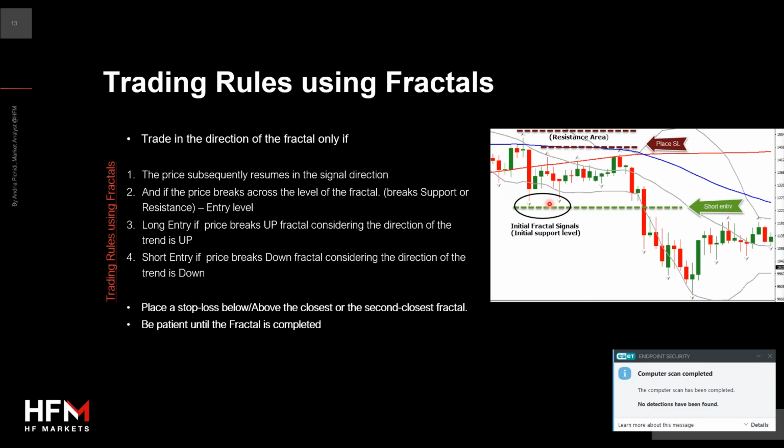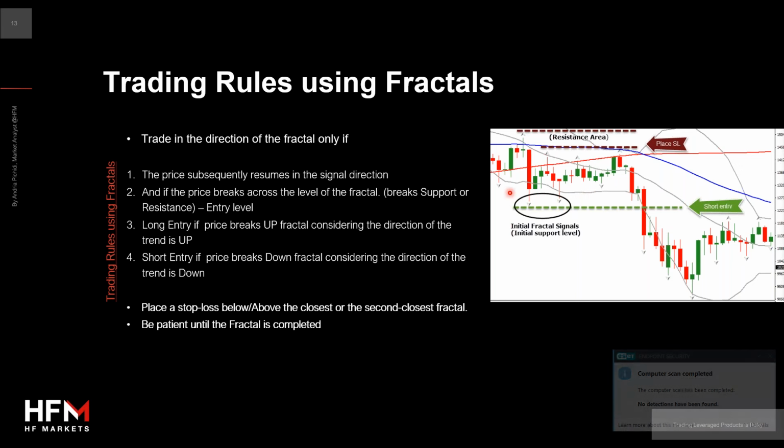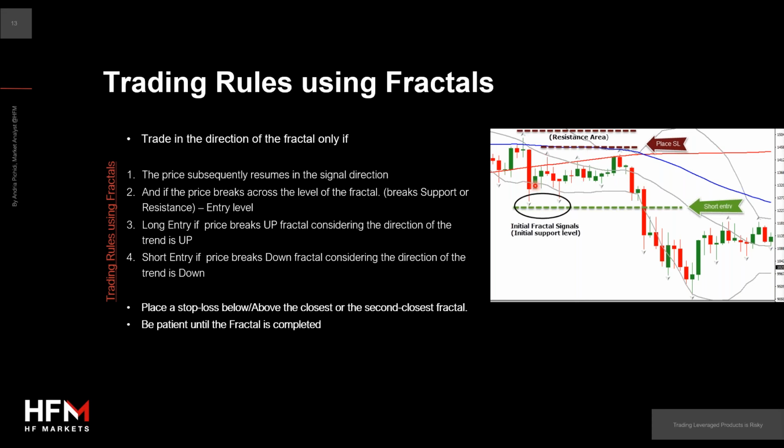But also vice versa. Fractals can be used for placing stop loss because that was a nice entry point, spotted well ahead, by the way. So you had plenty of time in this example to set a pending order with this entry and stop loss on that resistance area. Double fractal over here and another one over here. So that area could be used as stop loss levels.